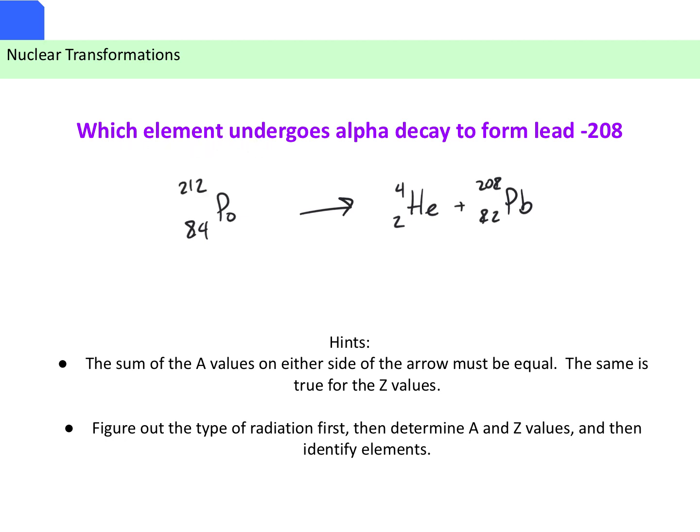I gave you a couple of hints down here. The sum of the A values have to equal the same on both sides, and so does the Z values. So we need to basically backwards engineer. From the products, determine what the reactant was.